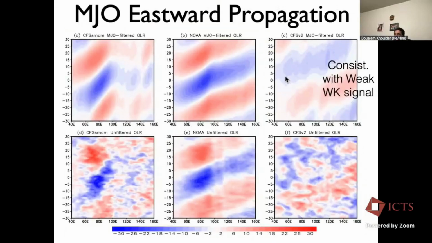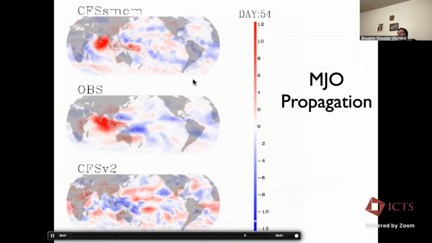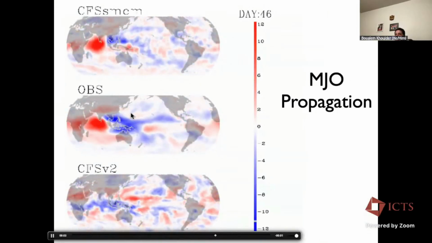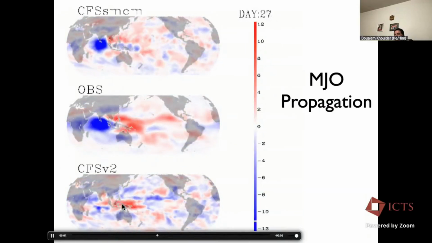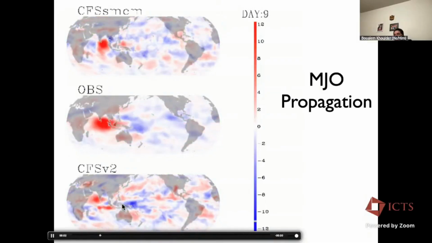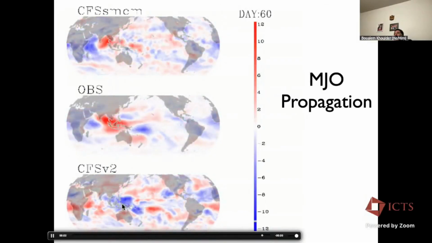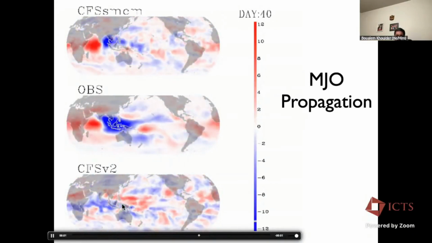I can show you this movie that Praturi made. This is the stochastic model. This is observation, and this is from CFSv2, and this is really the Madden-Julian oscillation as it propagates along the equator. I'll be happy to answer questions.